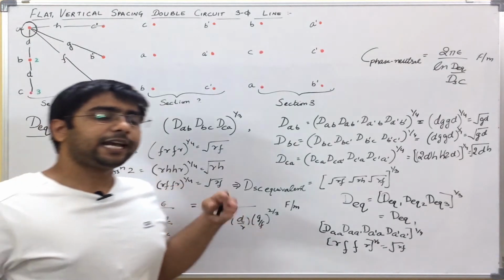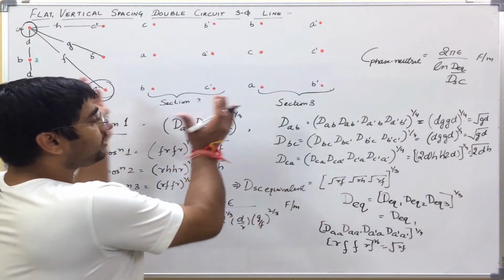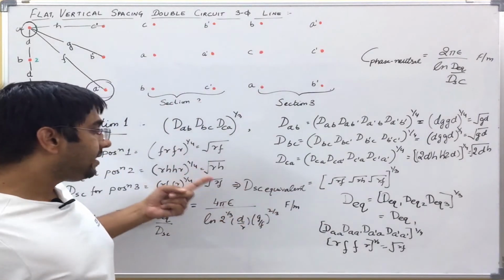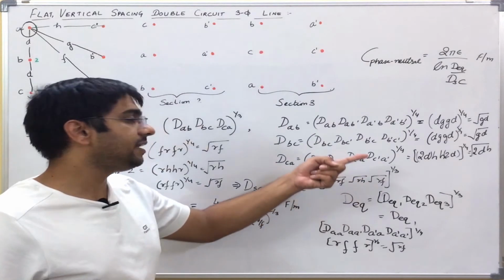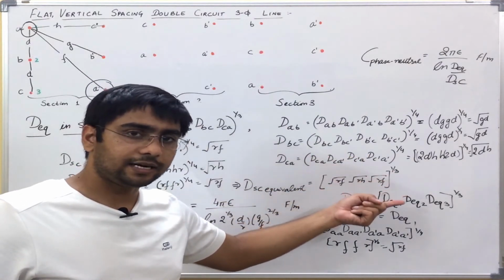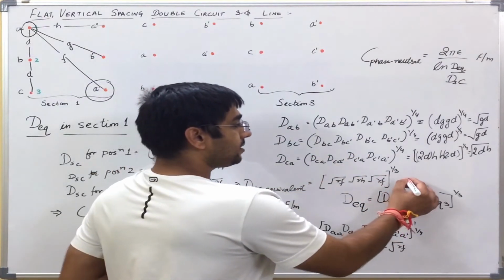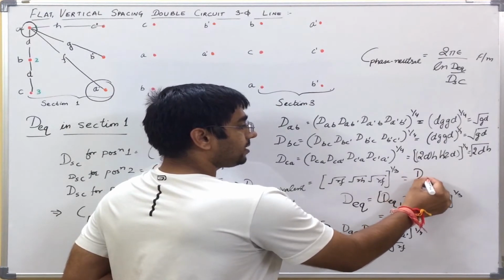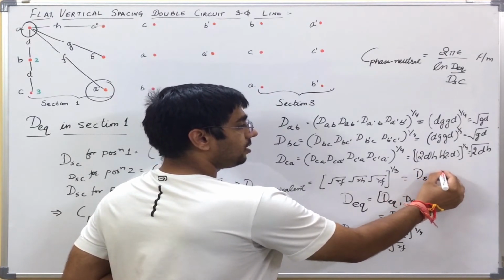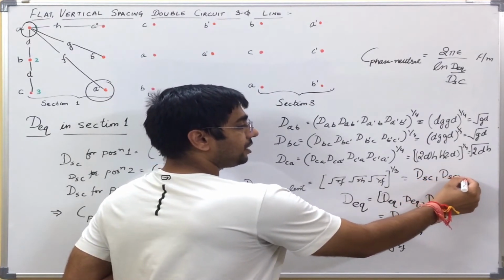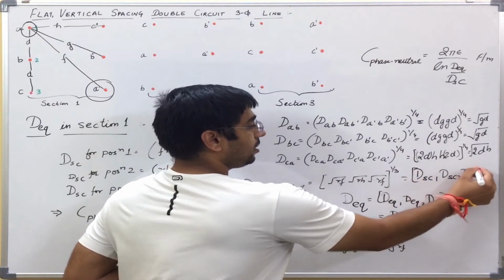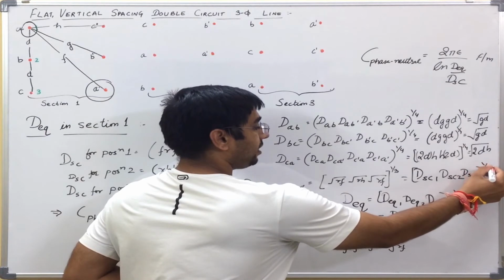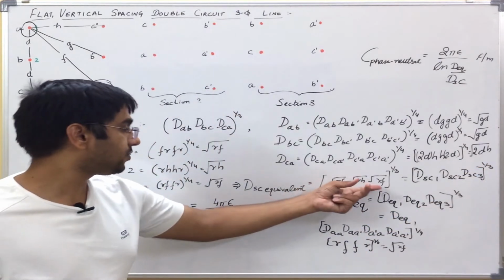So DSC equivalent by combining all the three sections can be written as DSC in first section into DSC in second section and DSC in third section raised to power 1 by 3. That is, DSC in section 1, DSC in section 2, DSC in section 3 raised to power 1 by 3, which will come out to be this value.